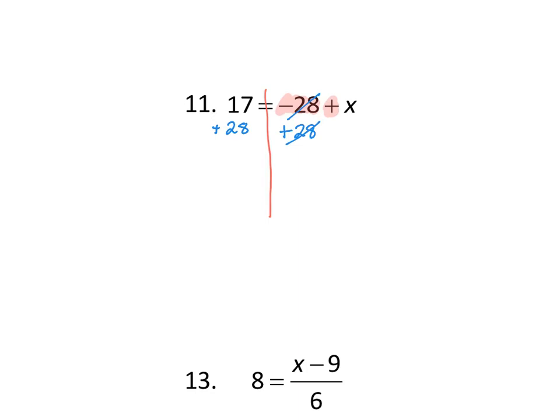So these will cancel here. 17 plus 28 would give me 45. So 45 equals x. And once again, just a reminder, that's one of those times you want to substitute it in to make sure it works. So -28 plus 45 would give me 17.